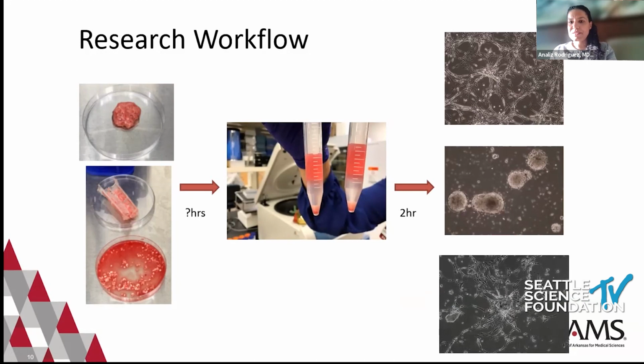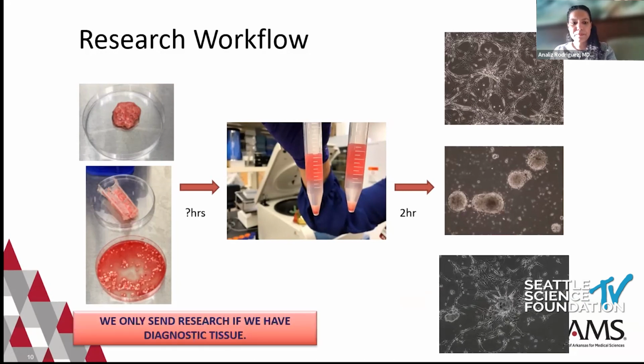And you can see this is a GBM. So you can see that beautiful invasive pattern ex vivo. Again, we only are sending research if we confirm we have enough for diagnosis, because that is first and foremost something we never want to compromise.